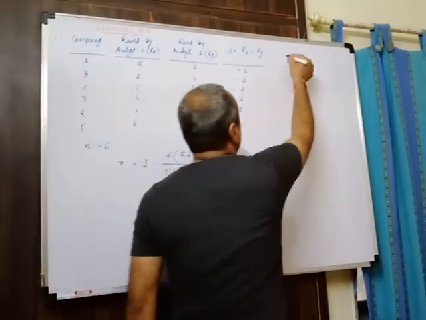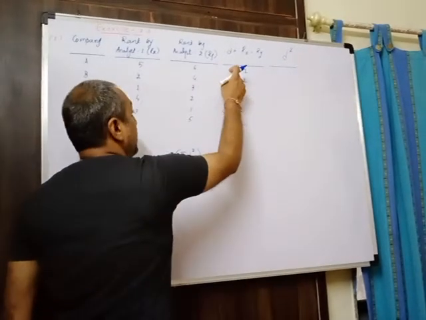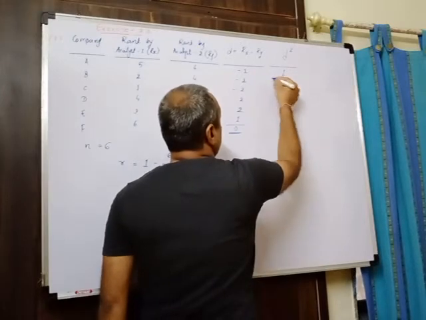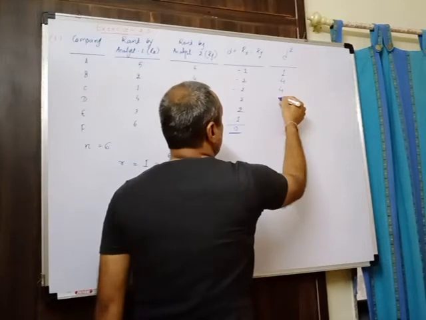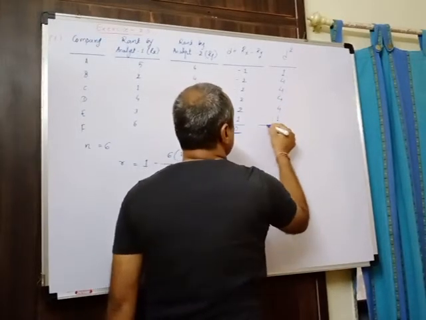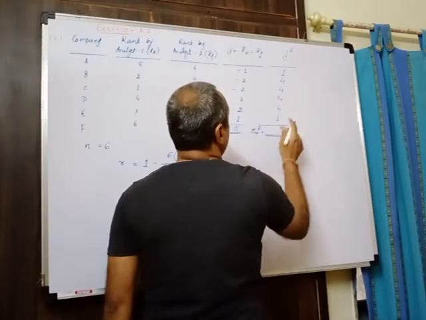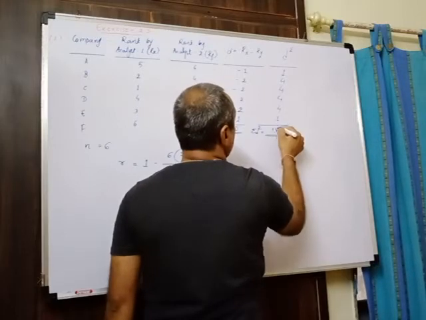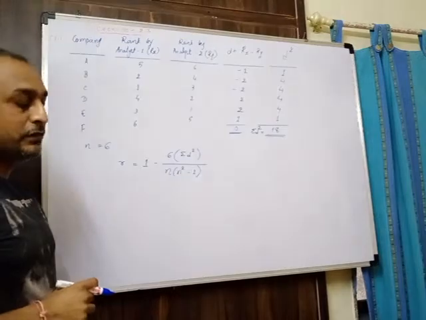So the last column we have to prepare is the square column. That means we have to find out the square of these values. So minus 1 square is positive 1, minus 2 square is positive 4, again minus 2 square is positive 4, 2 square is 4, again 2 square is 4 and 1 square is 1. This total we require, that is called the sum of the squares. So the total of these is 16 plus 2, 18. This is the total of the d square column.